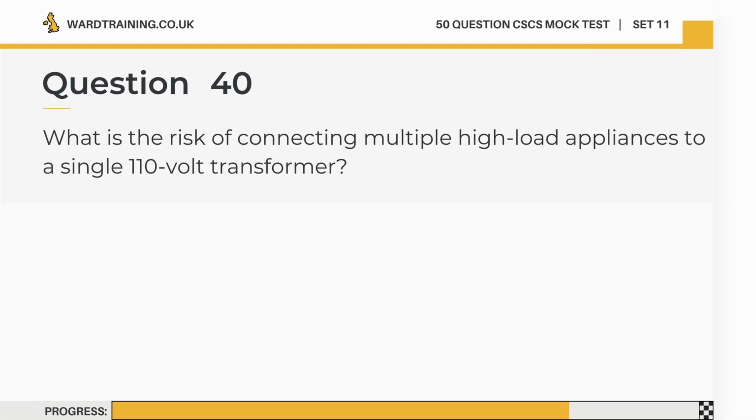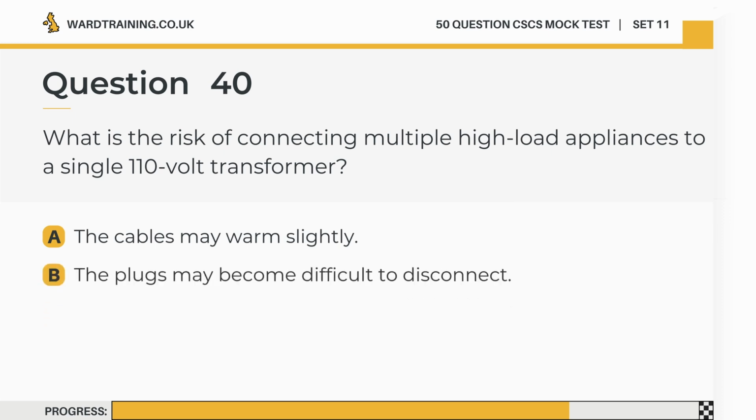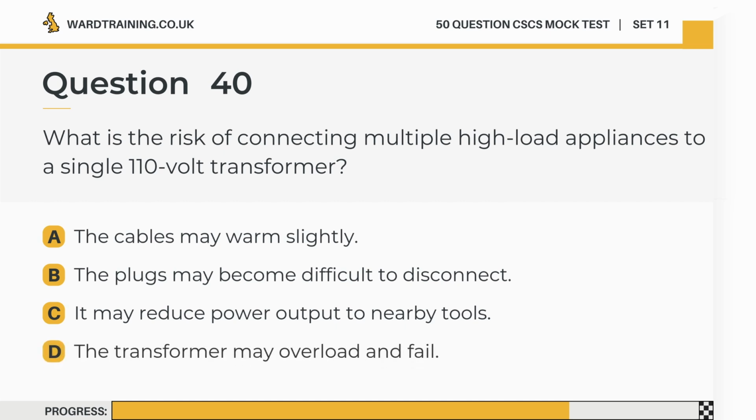Question 40. What is the risk of connecting multiple high-load appliances to a single 110-volt transformer? A. The cables may warm slightly. B. The plugs may become difficult to disconnect. C. It may reduce power output to nearby tools. D. The transformer may overload and fail.